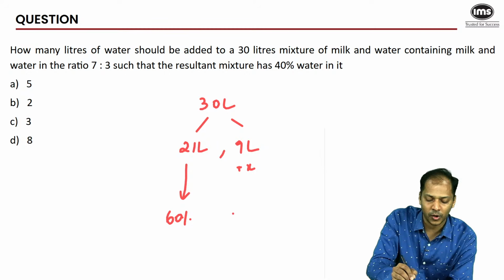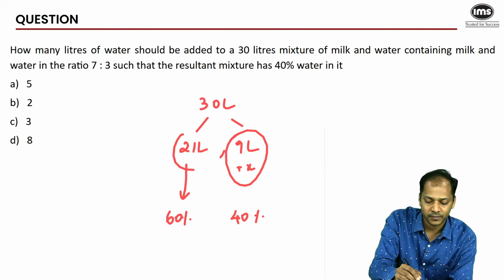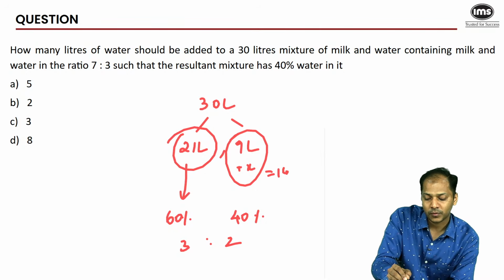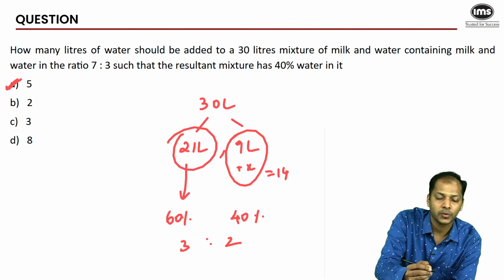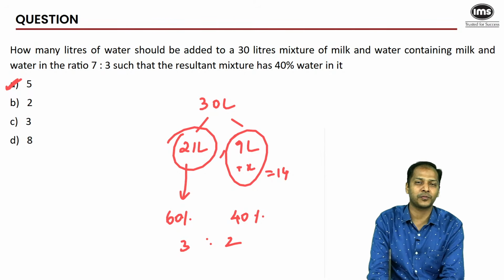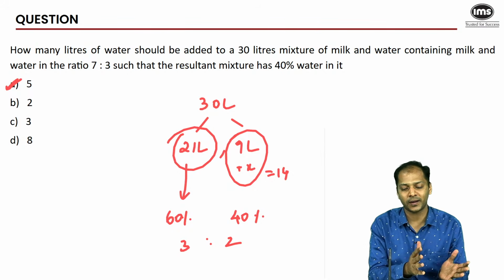So 40% would be how much? 40% would be 2/3 of it, right? 60:40 is 3:2. 3 parts is 21, so 2 parts will be 14. And if 2 parts is 14, 9 plus x is 14. Therefore, x should be equal to 5 liters. So you simply had to add 5 liters of water to the solution to get 40% water in it.